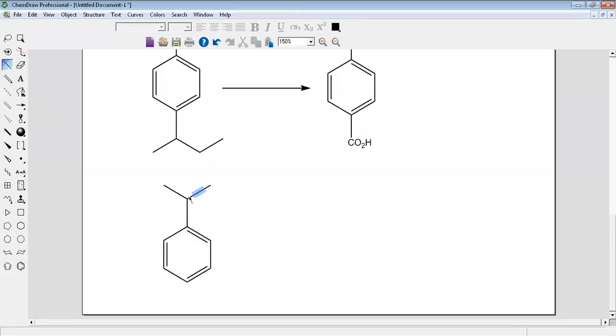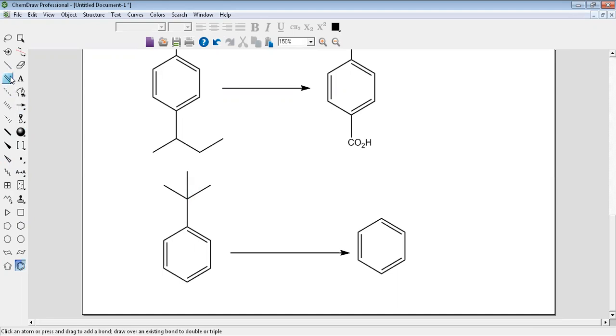But for this alkyl group, students, for this one, 1, 2, 3, 4, there is no hydrogen here. No, this cannot react with KMnO4. This cannot give you benzoic acid. Why? Because there is no benzylic carbon hydrogen.